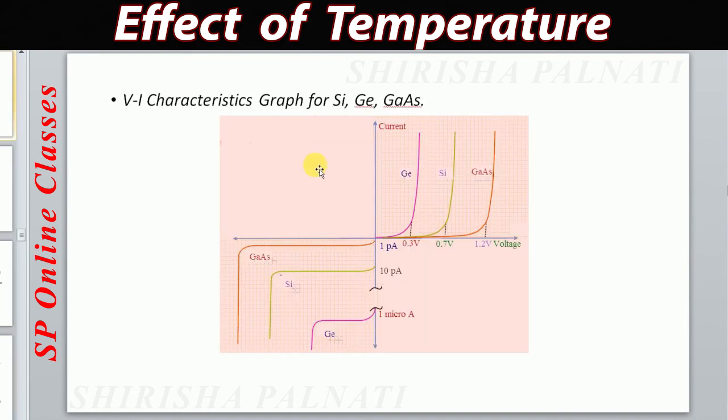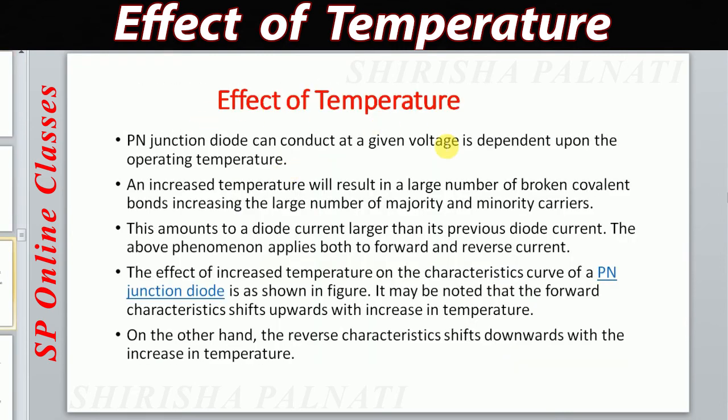Our next topic is the effect of temperature. So what is the effect of temperature? If we increase the temperature, is the current increased or decreased? If we increase the temperature, is the potential barrier increased or decreased? That is the effect of temperature. The voltage at which a PN junction diode can conduct depends upon the operating temperature. If you increase the temperature, what happens to the conductivity of that diode?